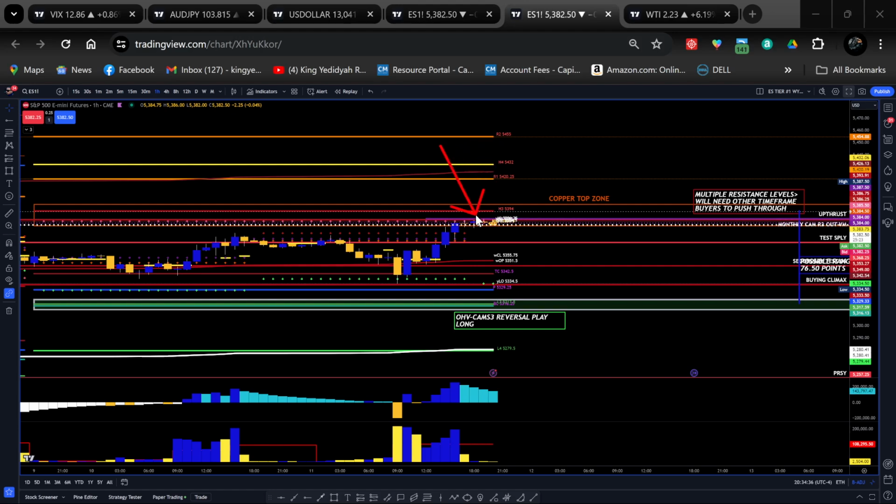is like the first target for an upside move, right? So floor pivot R1, 54.20.25. And this is also weekly Camarilla R3 at 53.94. That's first resistance right there, right? So let me just open this up a little bit.